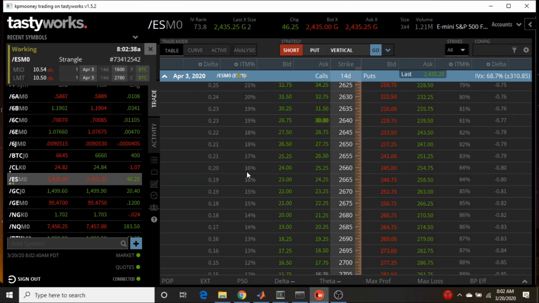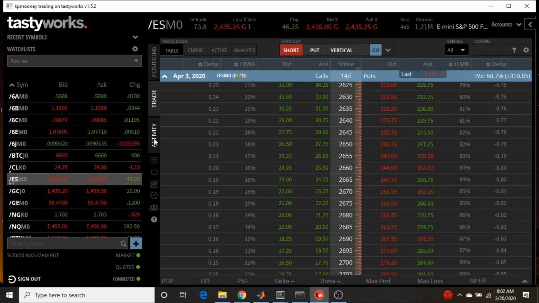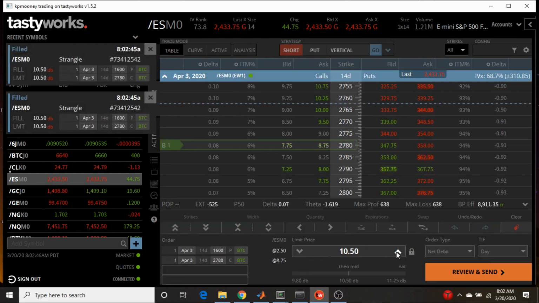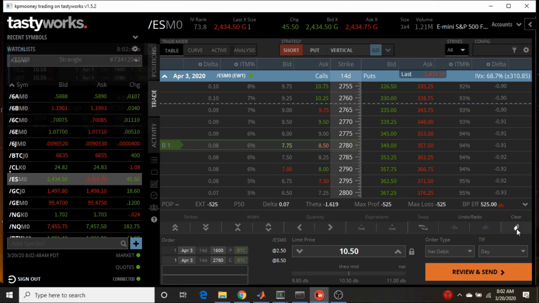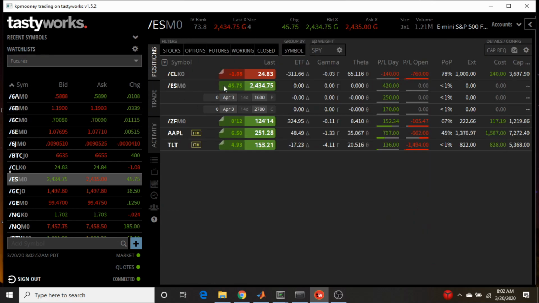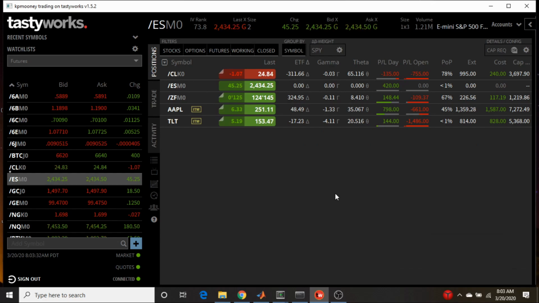Let's see if I can get filled here. I can come back and adjust the price a little. Oh, there it goes. No need to adjust the price. Done. Okay. So that was the E-mini futures, and now I'm just going to replace that because I want to keep my short premium on, short volatility.